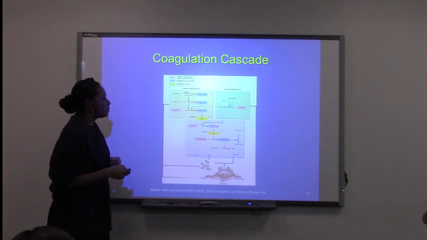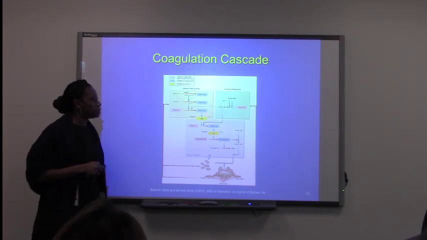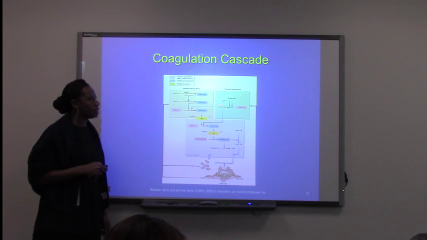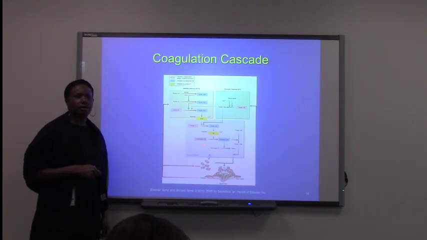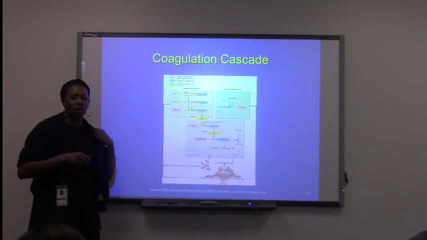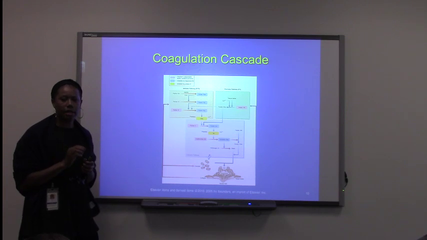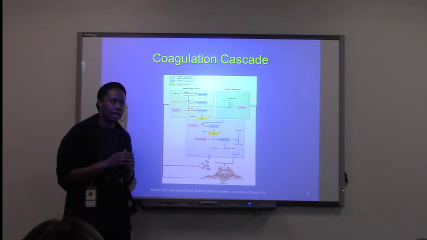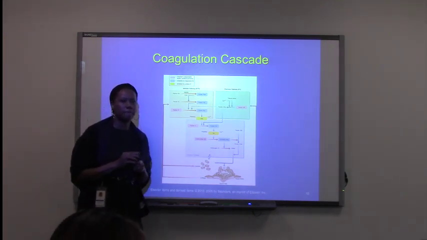Now, make sure you also pay attention to calcium. Calcium is here in intrinsic, here it is again in extrinsic, and here it is again in the common pathway. Calcium is extremely, extremely, extremely important in the blood clotting process. A lot of people tend to forget that, but it's extremely important.